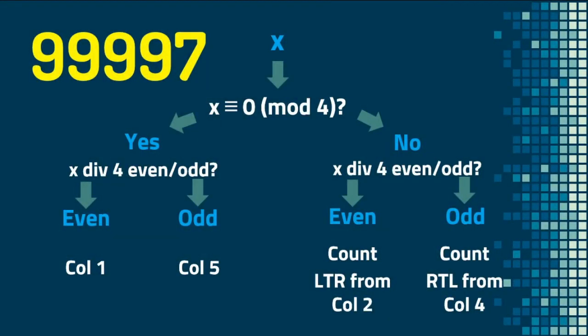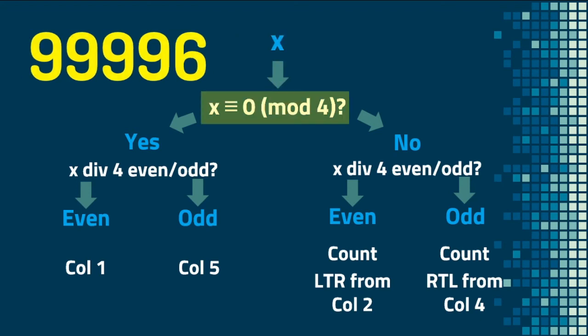Lastly, for 99,197, we subtract 1 to get 99,196. This one is divisible by 4 with a quotient of 24,999. Hence, it's either in column 1 or 5. An odd quotient predicts that 99,197 is in column 5. Without having to continue writing the pattern, we have predicted where each number would go.